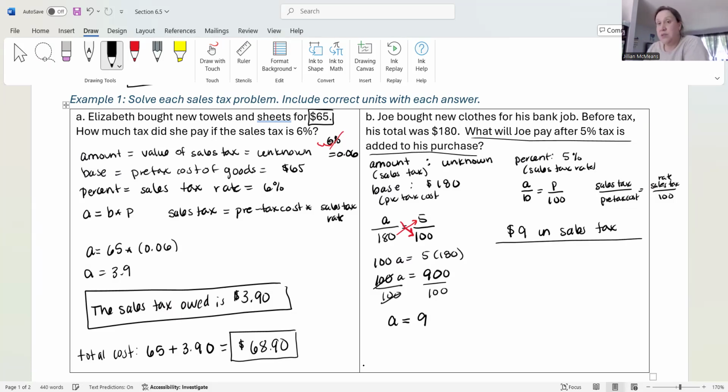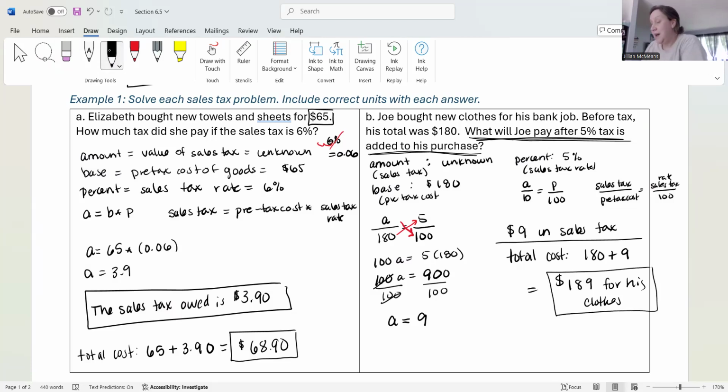Okay, but remember, that was not the actual question that was asked. In this case, we want to know what will Joe pay after 5% sales tax is added to his purchase. So we want to know the total cost. So the total cost is the 180 that was the pre-tax cost of his work clothes, plus the $9 in sales tax. So we would say that Joe would pay a total of 189. Don't write it like that. Joe would pay a total of $189 for his clothes.